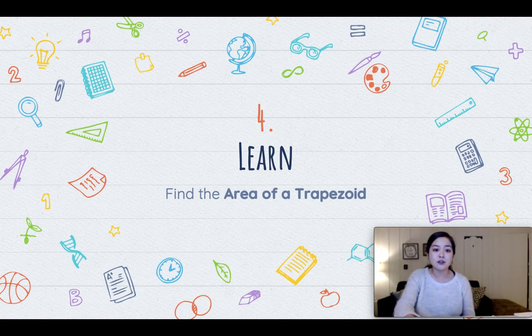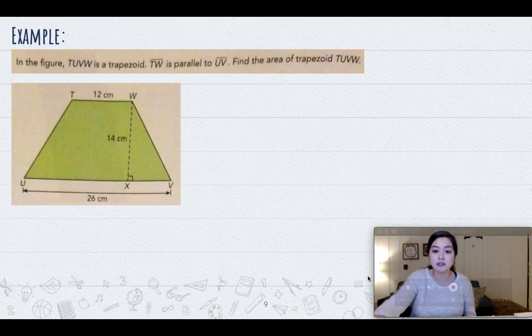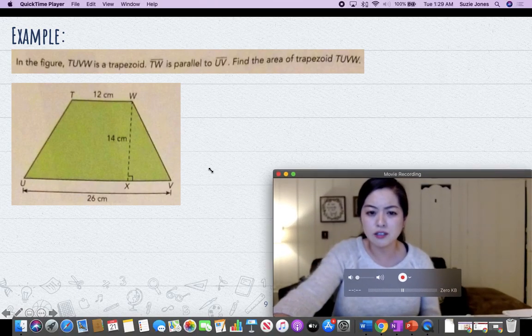All right, so let's find the area of a trapezoid. Okay, let's look at this example, and I'm gonna actually increase my little mini video screen here.